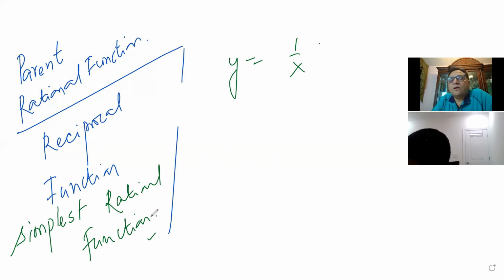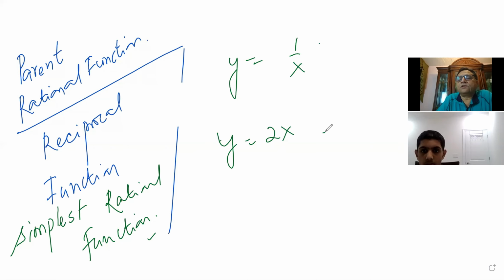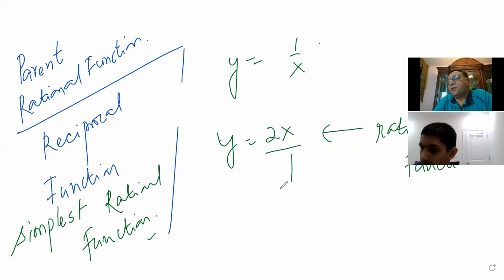Well, you should remember one thing, that even if I write a polynomial, even if I write y equals 2x, this is also a rational function, right? Yeah. Of course, the denominator is a polynomial, which is 1 in this case, correct? But when I say 1 over x, it really gives you the characteristics of a rational. So we'll begin with 1 over x and try to understand what this reciprocal function is.